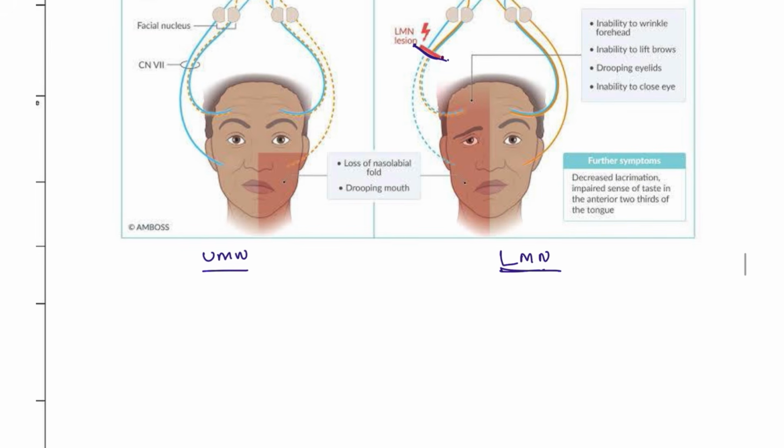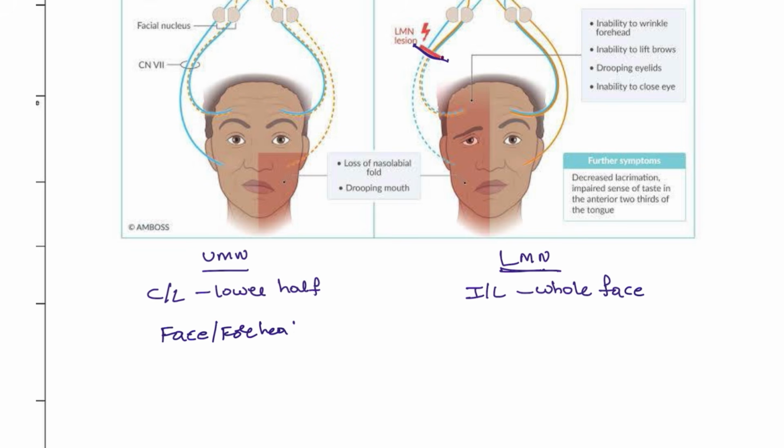So what happens? If it is an upper motor neuron lesion, it involves the contralateral side and only the lower half of the face. Whereas in the lower motor neuron lesion, it is the ipsilateral side and the whole face is involved. In upper motor neuron, the forehead is spared and it is less severe compared to the other one, and no drooping is seen in this patient.